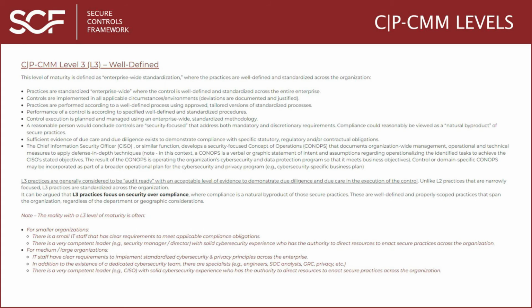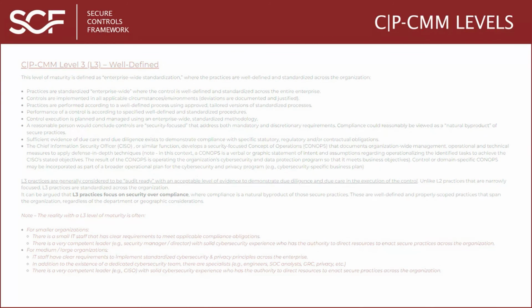Level 3 practices are generally considered to be audit-ready with an acceptable level of evidence to demonstrate due diligence and due care in the execution of the control. Unlike Level 2 practices that are narrowly focused, Level 3 practices are standardized across the organization. It can be argued that Level 3 practices focus on security over compliance, where compliance is a natural byproduct of those secure practices. These are well-defined and properly scoped practices that span the organization, regardless of the department or geographic considerations.